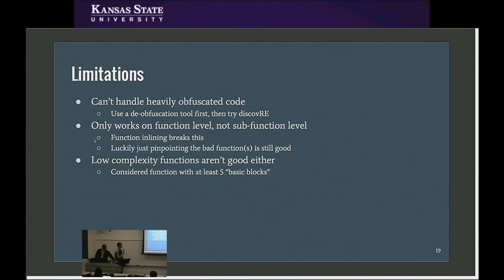And so finally, we're on to the limitations of the paper. First of all, it wasn't built to handle heavily obfuscated code. Luckily, there's open source projects that can deobfuscate most any code. And it only works on the function level, so not sub-functional level, which means that when you inline a function with that compiler option, you would lose the basic block generated from that function, and so it breaks this. Luckily, we can still just pinpoint bad functions or candidate functions, and even if we overestimate and give more, it's still good because they can check those by hand.